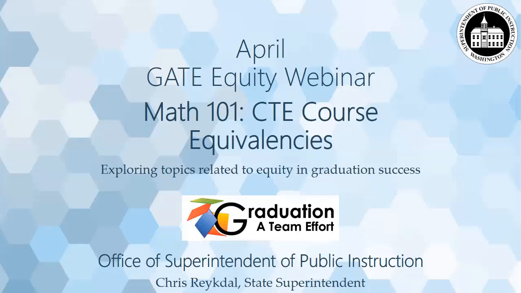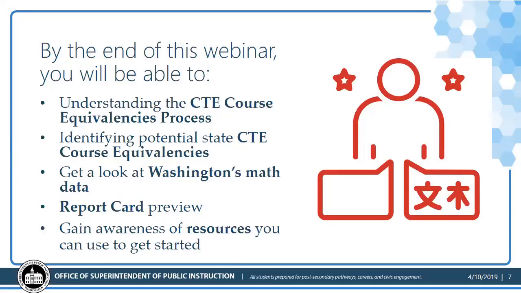We chose this topic because CTE Course Equivalencies offer so much flexibility for students, and they're a great opportunity for student engagement. So as we think about what can be done with math, we want people to have all the options in front of them to be able to create those multiple pathways. By the end of our webinar, we want you to be able to understand the CTE Course Equivalencies process. We want you to be able to identify potential state CTE course equivalencies for yourself, get a look at Washington's math data, look at the report card, and maybe get some resources that'll help get you started.